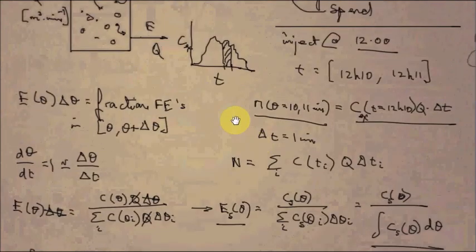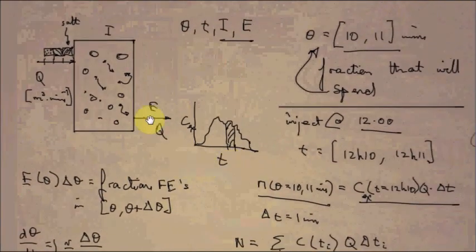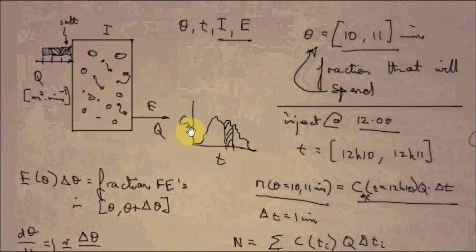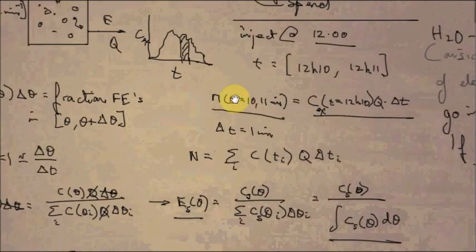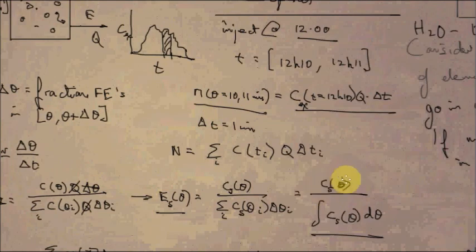So that's how we can estimate an exit age distribution. We just apply a tracer, and we have to ensure that that tracer has the same characteristic as the fluid itself, and we can then measure the response of that tracer. So from the response of that tracer, from the concentration versus time of that tracer, we simply take the concentration profile itself, divide it by the area under that concentration profile, and that's going to give us this function E of theta.